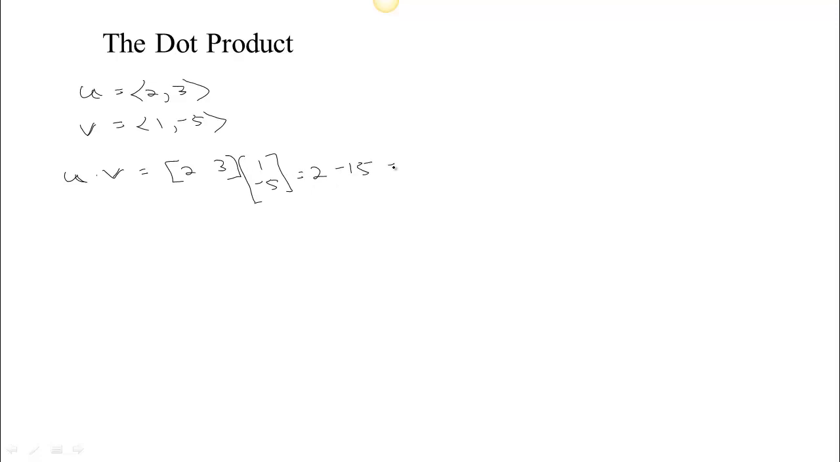As long as the two vectors have the same number of entries, we can compute the dot product. So it works in R2, it works in R3, it works in R4, as long as the vectors are the same length. If we have these two vectors, u equals the vector (2, 3) and v is the vector (1, -5), we can still calculate their dot product. So u dot v would mean to take u transpose, which is (2, 3), times v, which is (1, -5). We get 2 times 1 is 2, 3 times -5 is -15, so 2 minus 15 is -13 for the dot product.